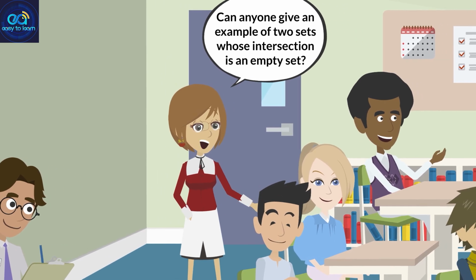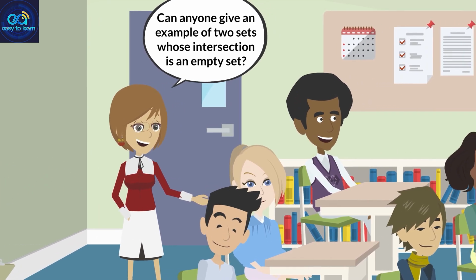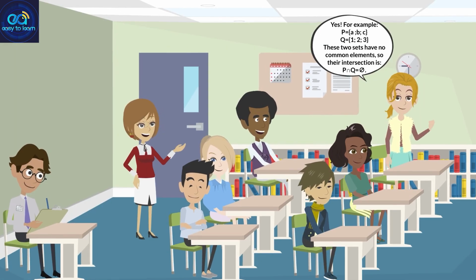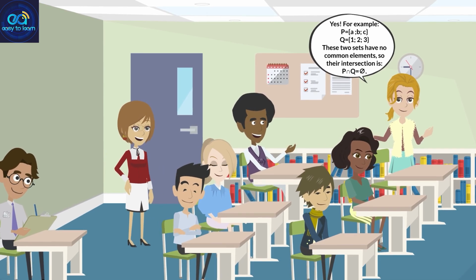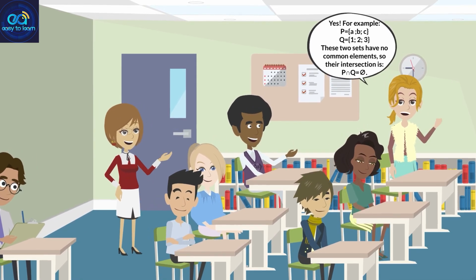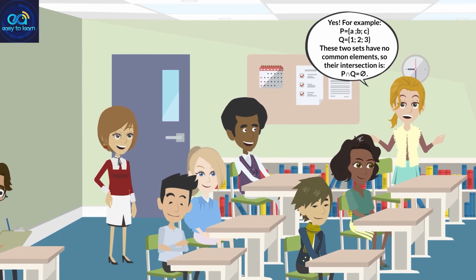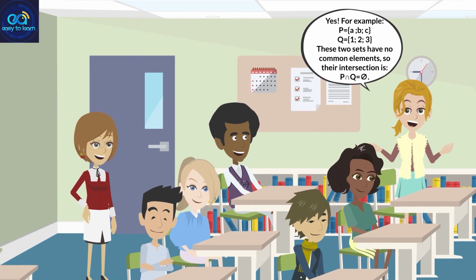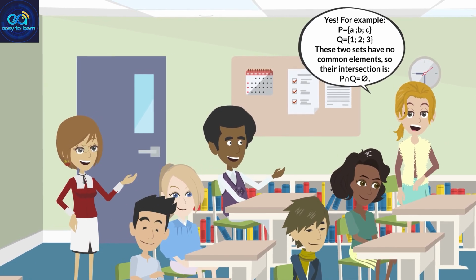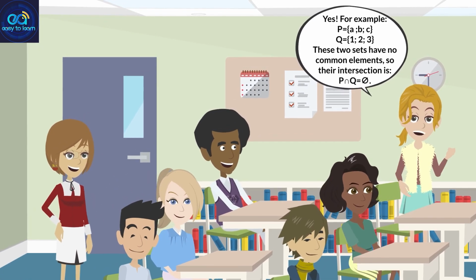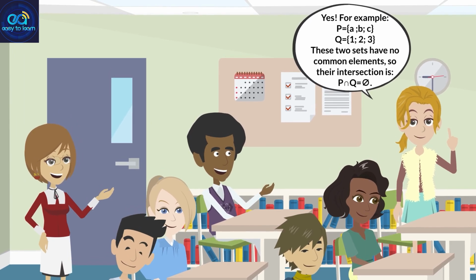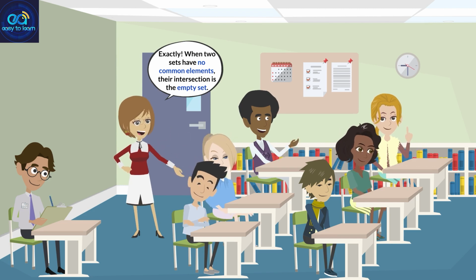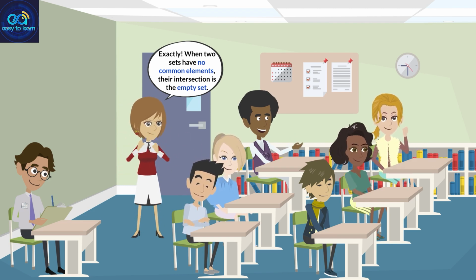Can anyone give an example of 2 sets whose intersection is an empty set? Yes. For example, P equals {a, b, c} and Q equals {1, 2, 3}. These 2 sets have no common elements, so their intersection, P intersection Q, equals the empty set. Exactly. When 2 sets have no common elements, their intersection is the empty set.